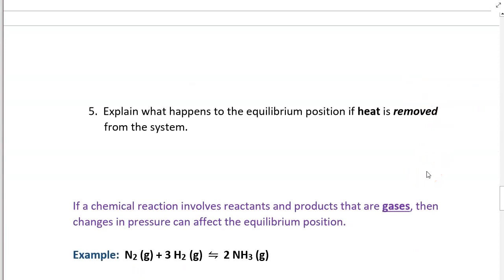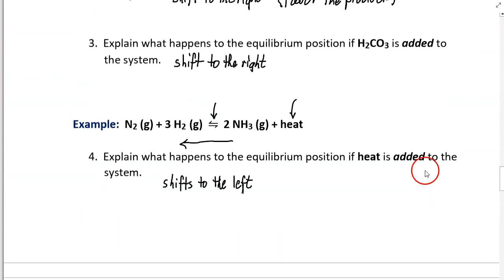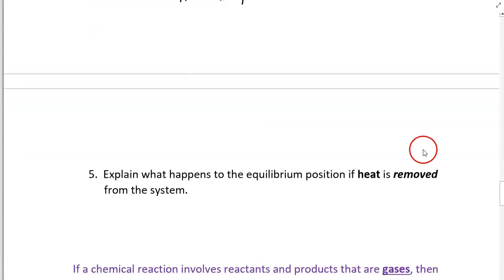Explain what happens to the equilibrium position if heat is removed from the system. If there's less heat, the system will respond by replacing that lost heat. Heat is created when the forward reaction occurs. So the equilibrium position will shift to the right.